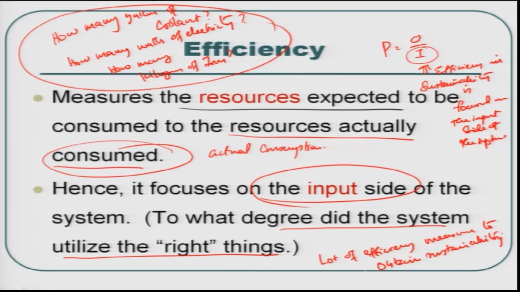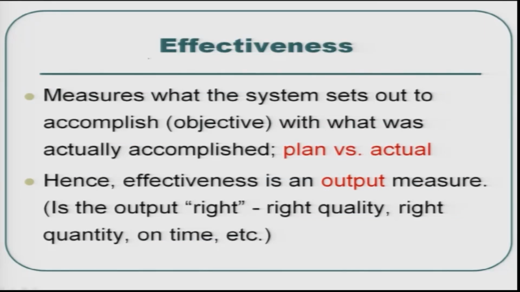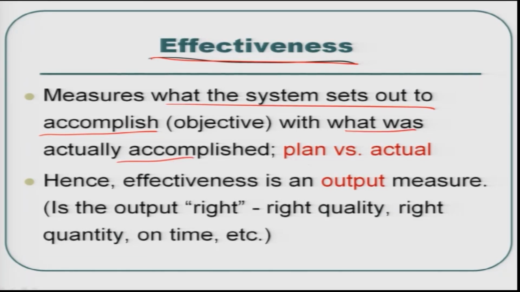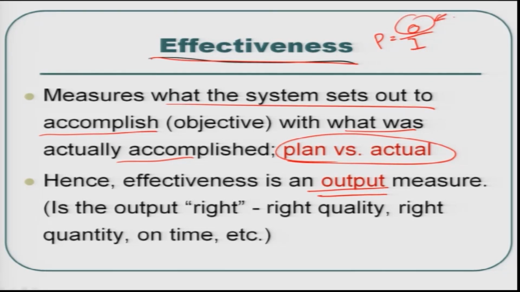And similarly, the second aspect is what we call effectiveness. My ink color changed, I apologize for this. The effectiveness of the system measures what the system sets out to accomplish and what was actually accomplished. So, did you actually reach what you planned to do? Effectiveness is a measure of the output. When productivity is equal to output over input, the focus on the output is what you call effectiveness. Is the output right? As I said earlier, is it the right quality, right quantity, on time, etc. So, are you making the right product?